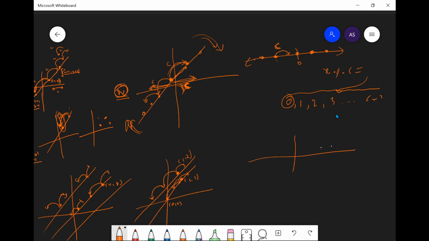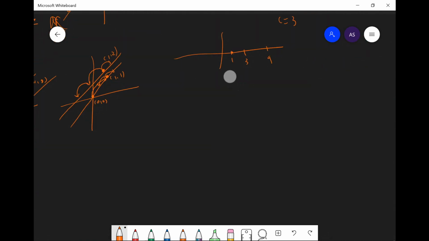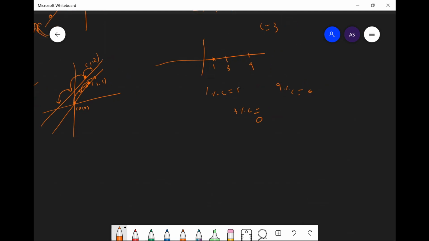Let me explain. Suppose the points are 1, 3 and 9, and c is given as 3. It's not divide, it's modulo c. 1 modulo c is 1, 3 modulo c is 0, and 9 modulo c is 0. So for 1 it is coming 1, for 3 and 9 it is coming 0. By moving this point 3 steps ahead and then again 3 steps ahead, we can combine these 2 points into 1 point and make one checkpoint here, one checkpoint here.